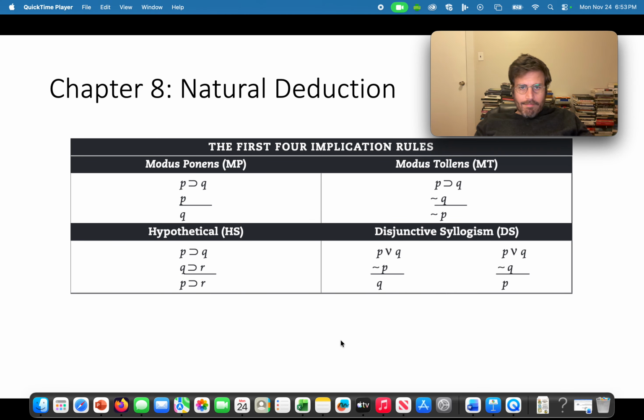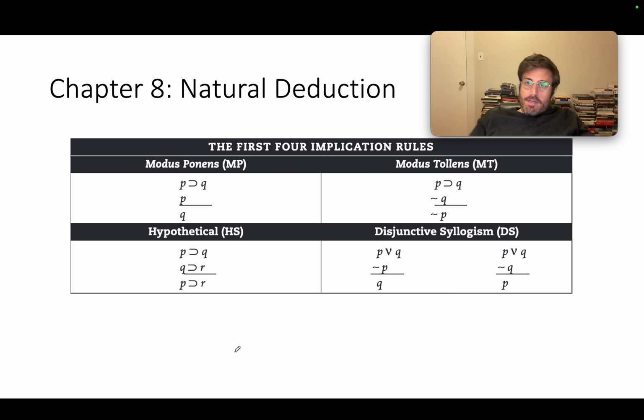Everyone. So in the next set of videos, we're going to be continuing to explore and refine our skills in natural deduction. So chapter 8 of the Baronet textbook introduced us to the idea of natural deduction by giving us the first four implication rules.